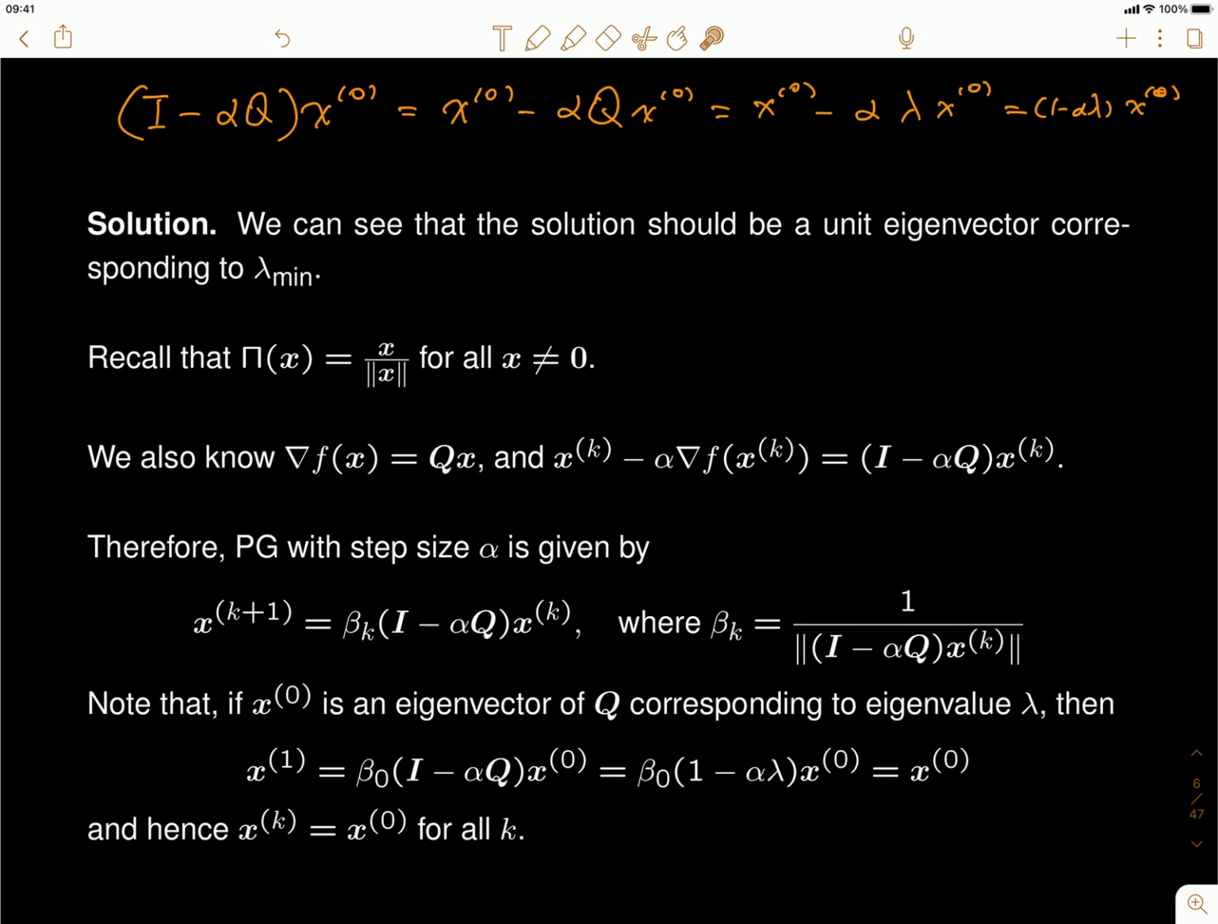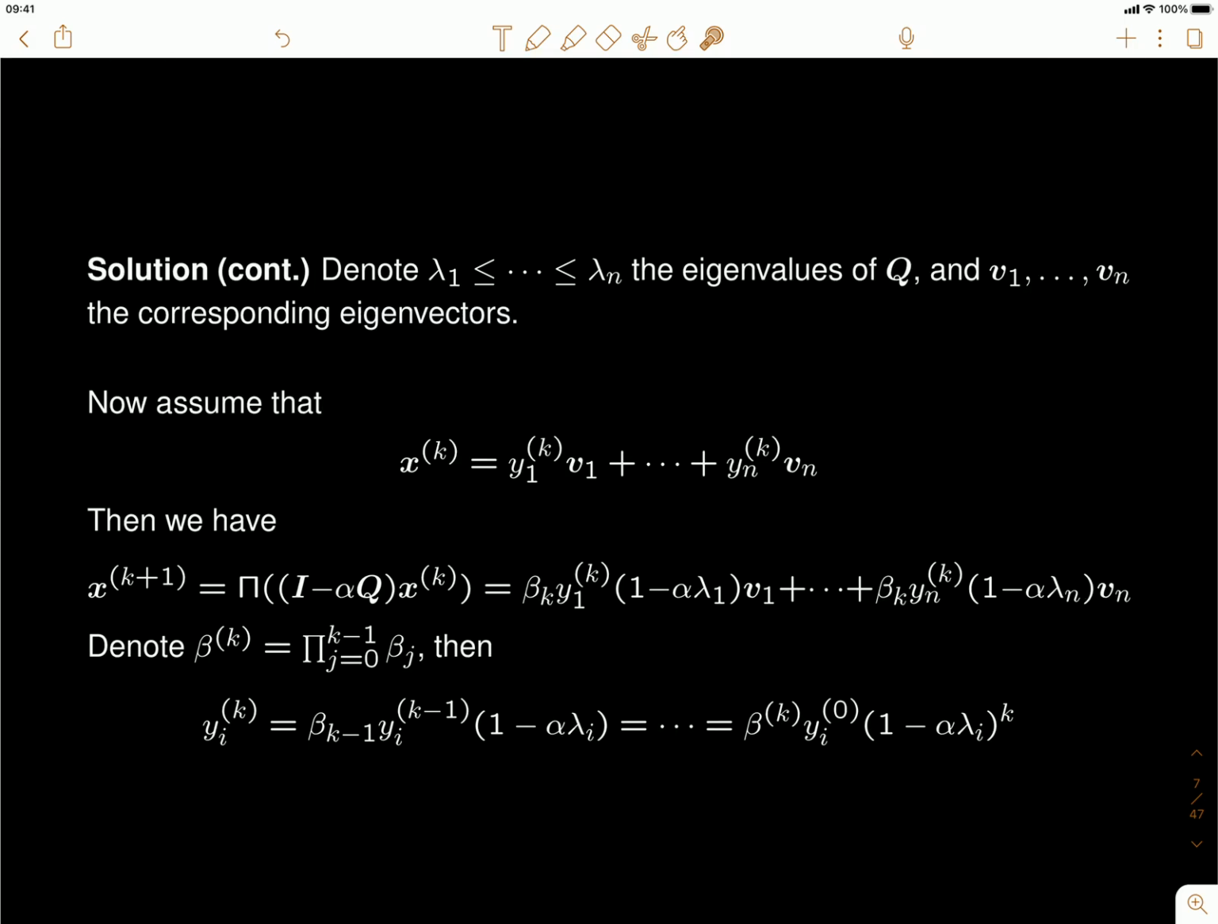But if we start from x0 that has some component in the eigenvector corresponding to lambda min, so it can be spanned by the eigenvectors, and one of those eigenvectors corresponds to lambda min, as long as it has such a component, then we can guarantee convergence. And at least what we saw so far is that if x0 happens to be just one of the eigenvectors, then we cannot really change x_k. The x_k will stay the same.